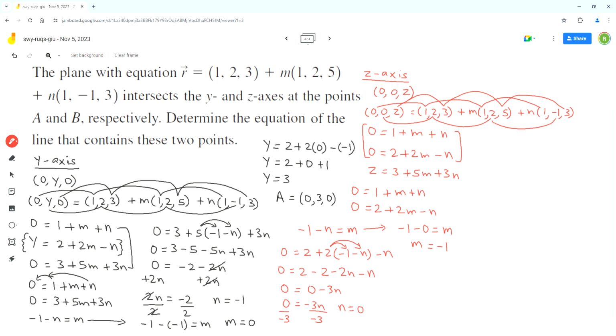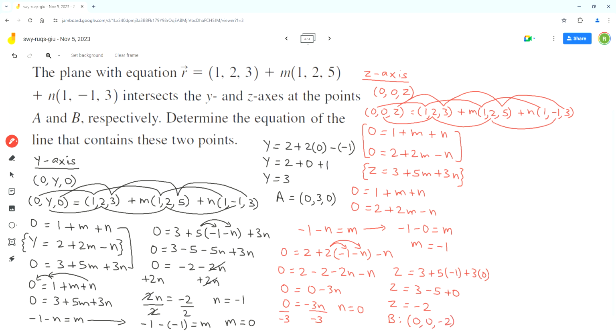Now we can sub in these n and m values in the z equation, this one here, to find the value of z. I get z equals -2. That means point B is (0, 0, -2).